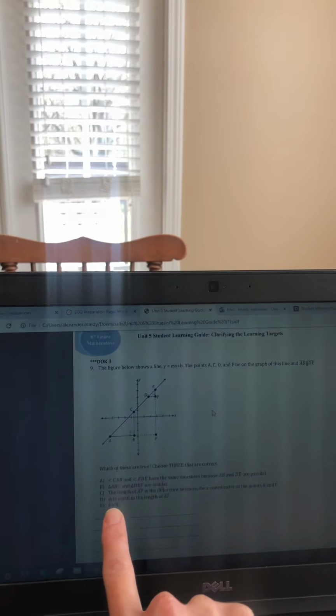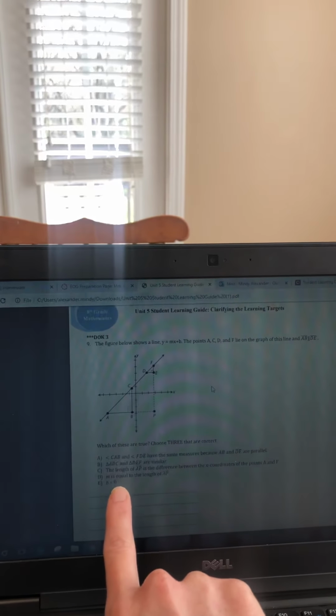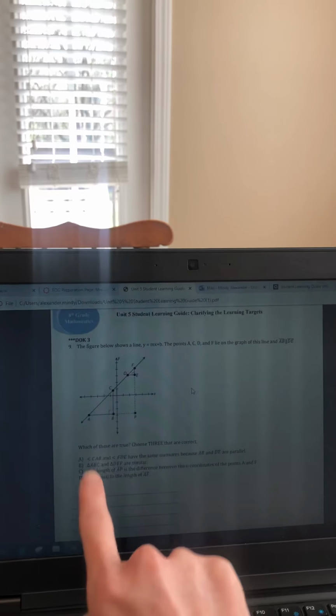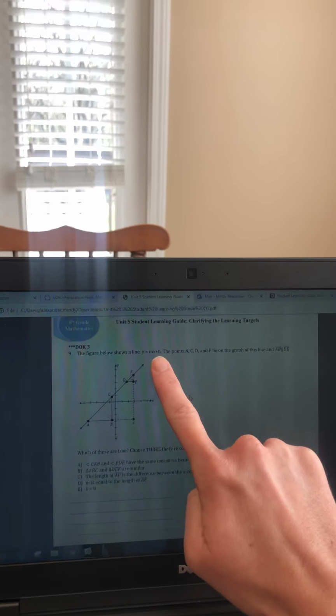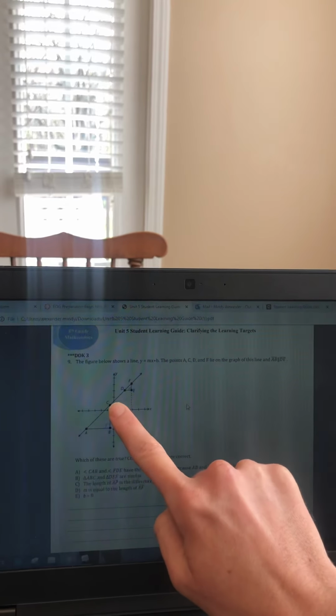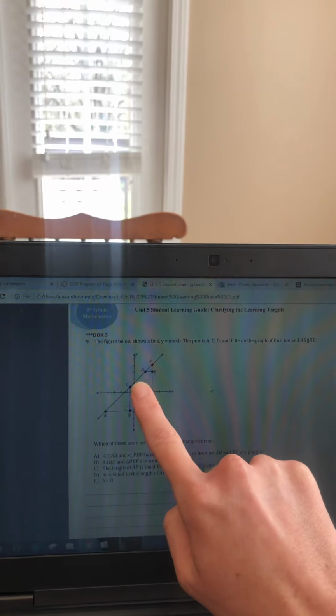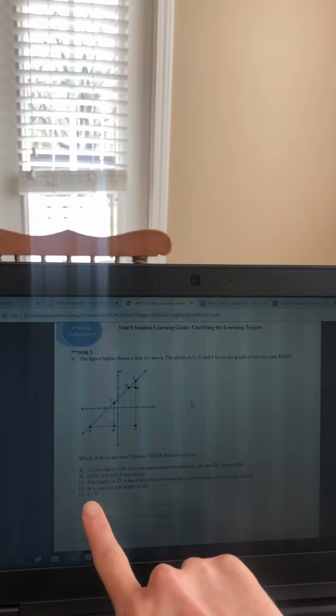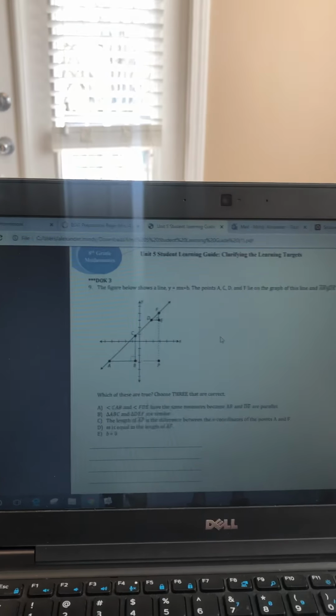And then E says that b would be 0 on this one. So b, we know, is our y-intercept, right? Is your y-intercept at 0 for this line? It's not, so that's not true either. So your correct answers for this one would be A, B, and C.